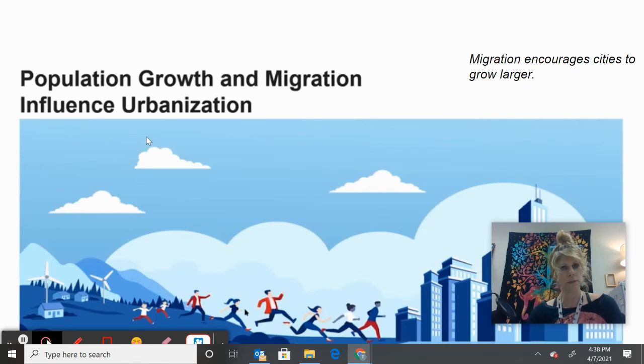All right, population and migration. And basically, what I had the students write here is migration encourages cities to grow larger industries. So usually people go to a city for a job. And when they get a job, that's going to be followed by development of housing.